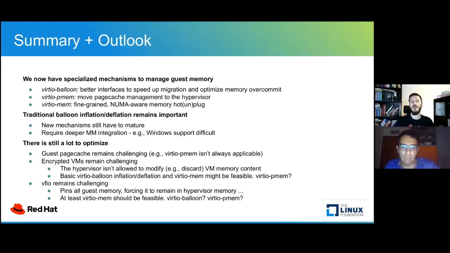Also, vfio and in general PCI pass-through or other pass-through remains challenging. Because the issue with vfio is that it essentially pins all guest memory and forces it to remain in hypervisor memory. So even if you would have virtio-pmem, this would mean that your whole virtio-pmem device would be pinned in hypervisor memory, which is not really an improvement to what we have right now. And the same goes for all of the other items. We do have a prototype for virtio-mem that makes it work, but I guess a clean solution will still require some discussions in the future.